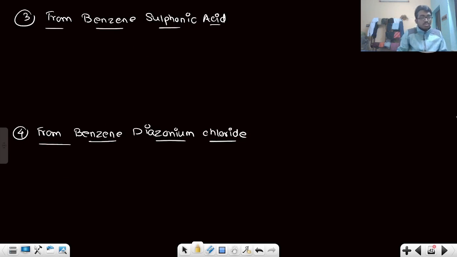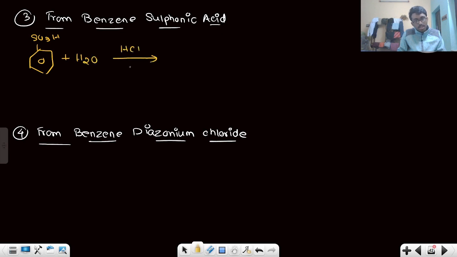Clear? Next we have benzene sulfonic acid. What does benzene sulfonic acid look like? Benzene with SO3H. Done. So when you react this with water in presence of HCl and heat, then you get benzene. And what goes out is H2SO4. Clear? So from benzene sulfonic acid, you react it with H2O and HCl, then you will get benzene, and H2SO4 goes away.